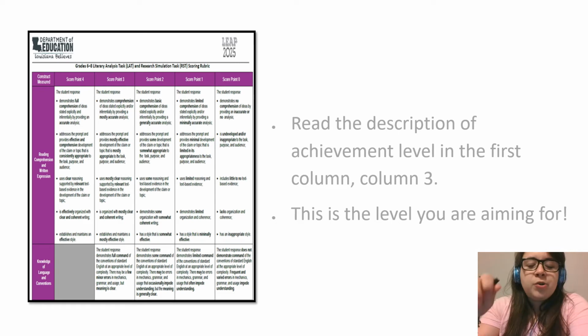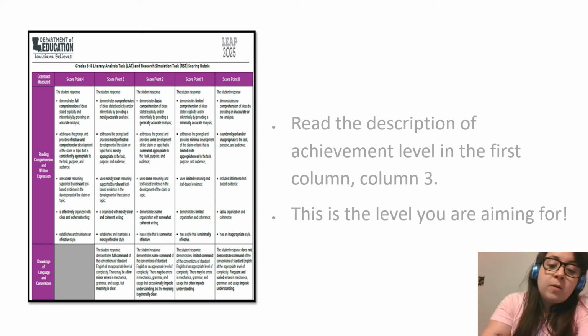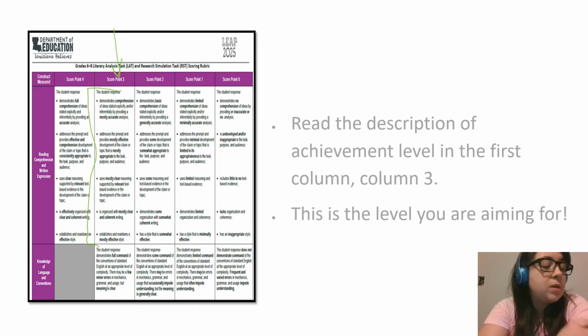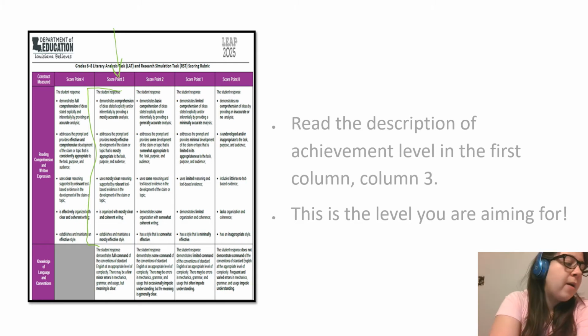It says read the description of the achievement level in the first column, column 3, and that this is the level you're aiming for. So what it's talking about right here is this column. The first thing that we'll be talking about in depth is this right here, where it says reading comprehension and written expression. All of those things are talking about, when you're reading it, do you understand what the text is trying to say? Do you understand that figurative language? Do you understand what it means when it's literally saying something? And can you express it in your writing? Can you show your understanding?